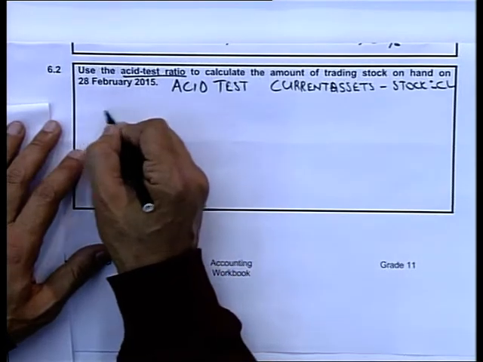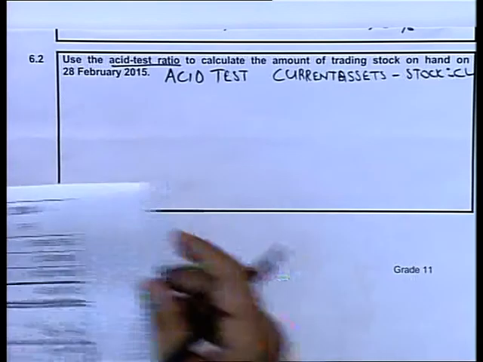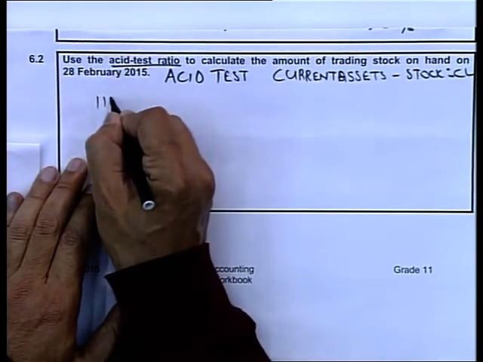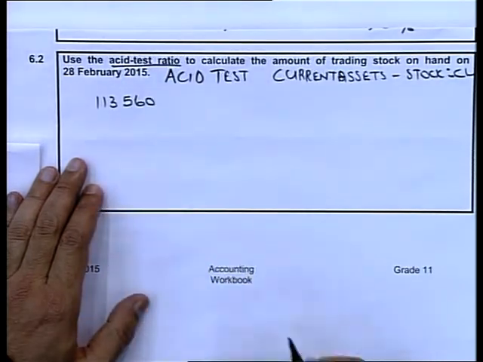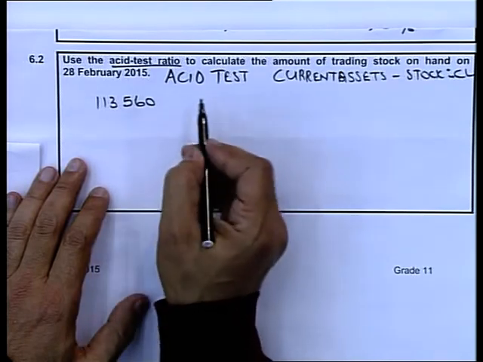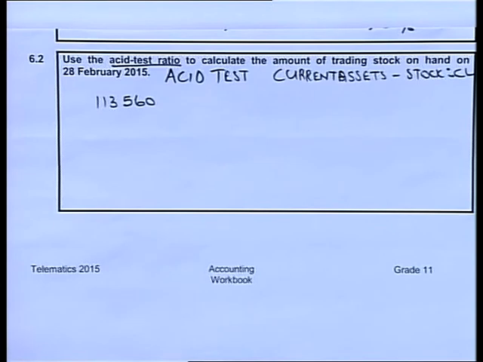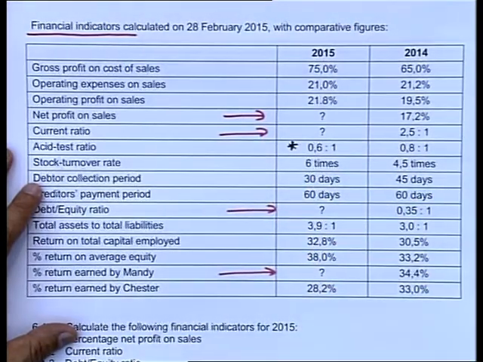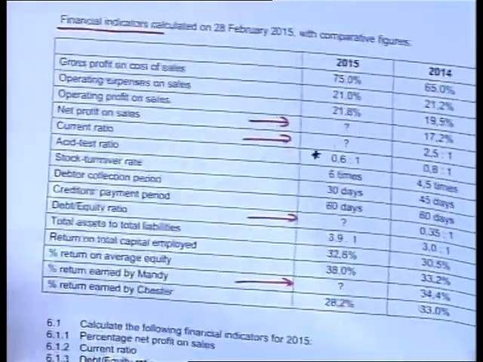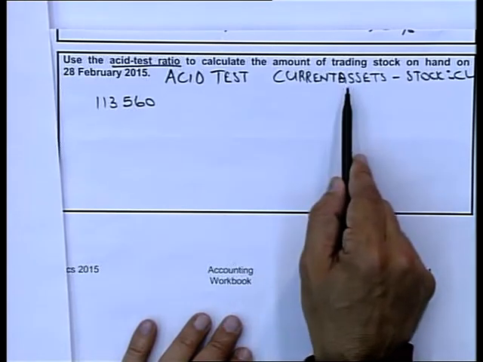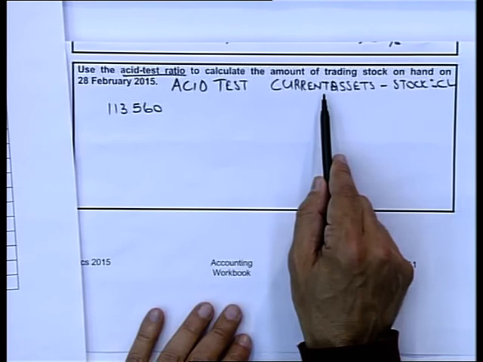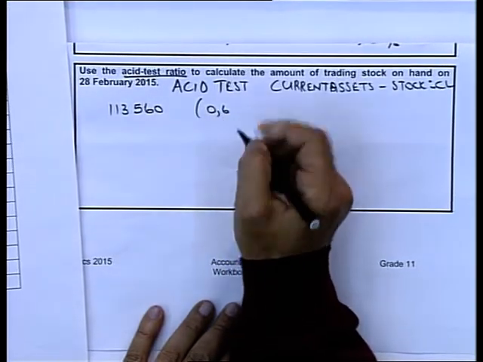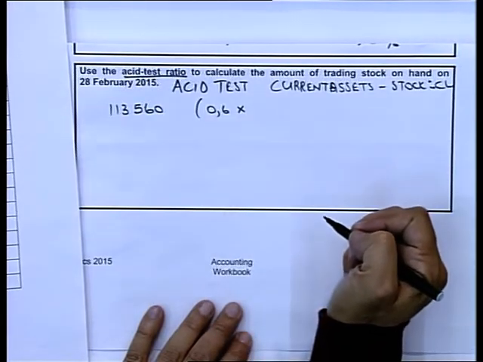So if I look at it again, it says my current assets. So what's the total of the current assets? That figure is 113,560. That includes my stock. But the asset test ratio, now that one they're giving me. So I must look at that ratio. Now, what is that ratio saying? It says that whatever is left over, in other words the receivables and the cash, is only 0.6 of my current liabilities. So what's the current liabilities?